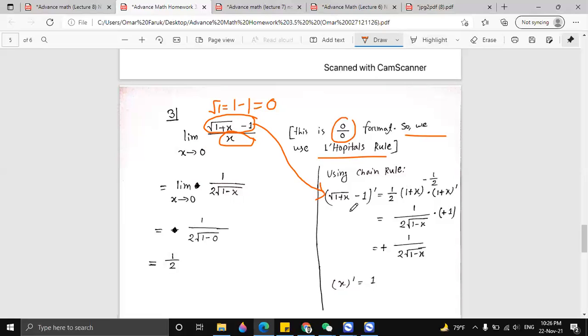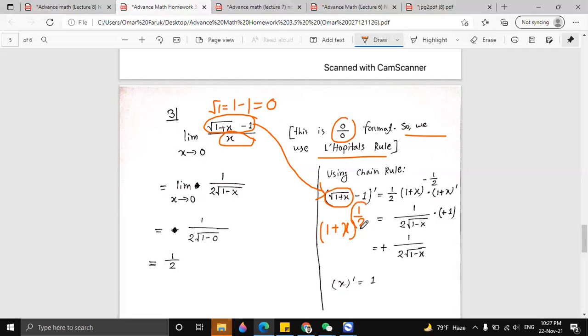So the derivative of root over 1 plus x minus 1. Firstly we are using the sum rule. Sum rule means the derivative of this function minus the derivative of 1. We know that the derivative of 1 is equal to 0, so we can skip this one, right? And we can take root over 1 plus x and find its derivative. Root over 1 plus x means 1 plus x to the power 1 by 2.